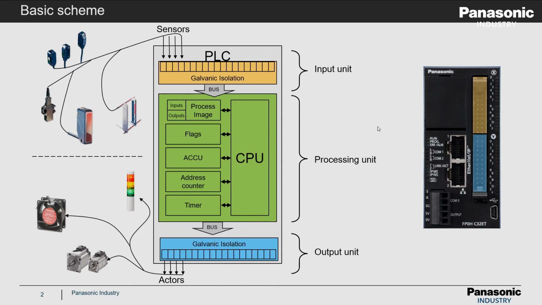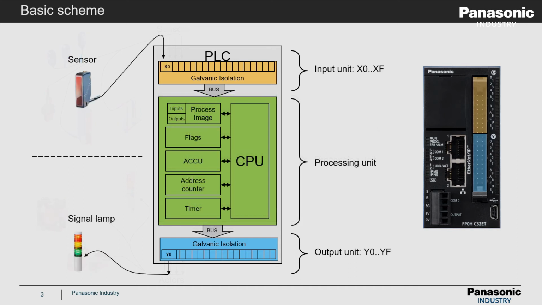The PLC has also some digital outputs on board. These outputs are highlighted here with blue color. Via these outputs you can connect actors, for example a fan or a signal light, to control them.